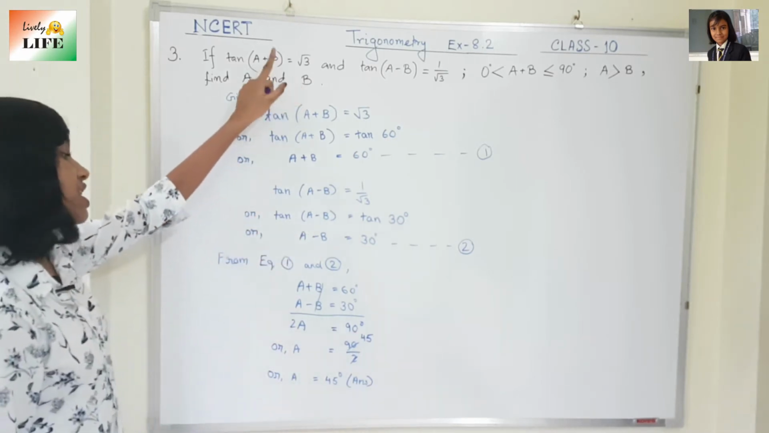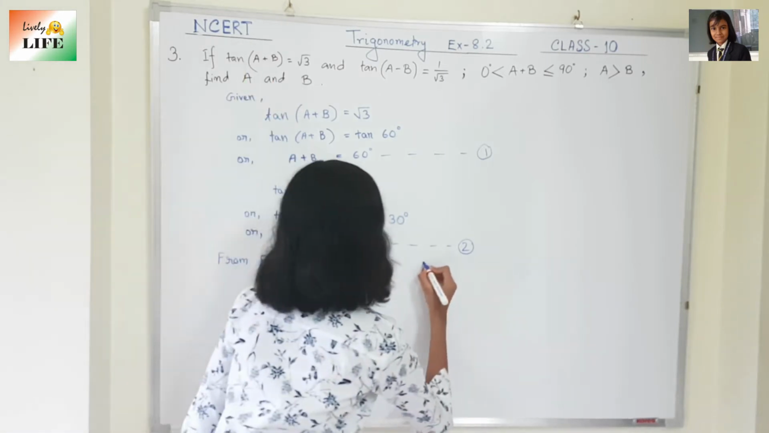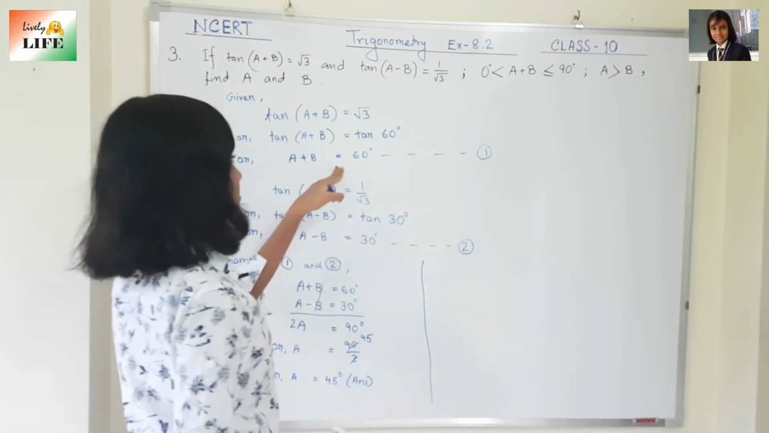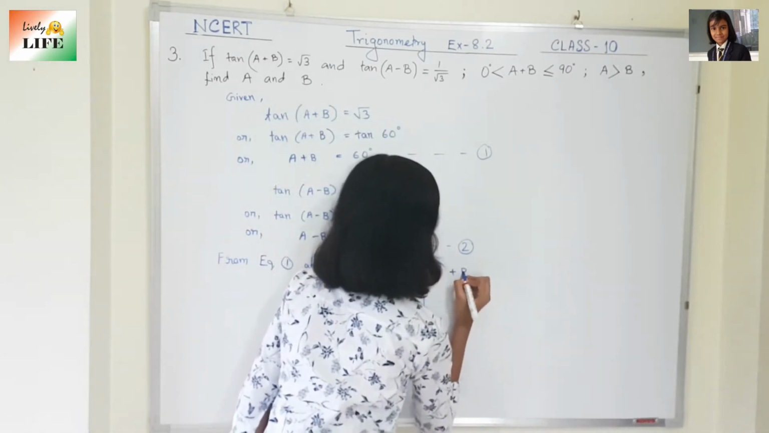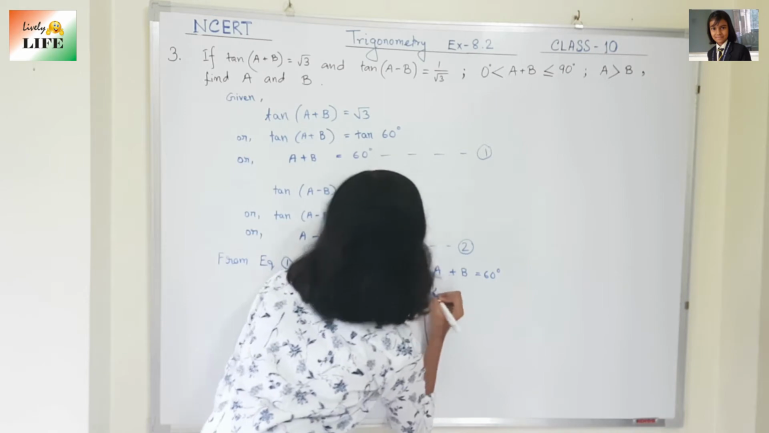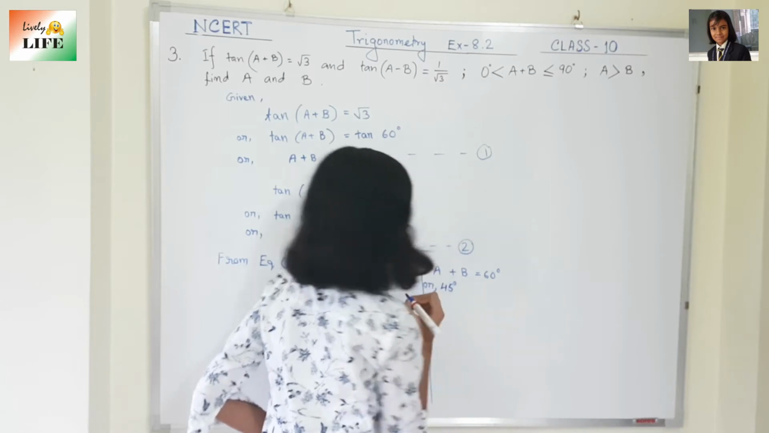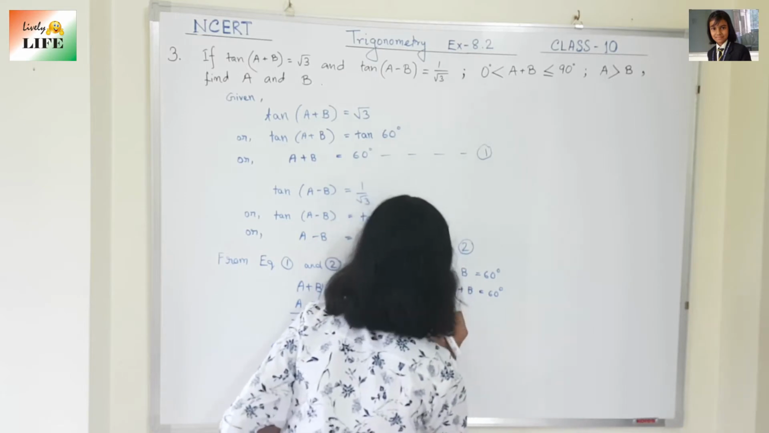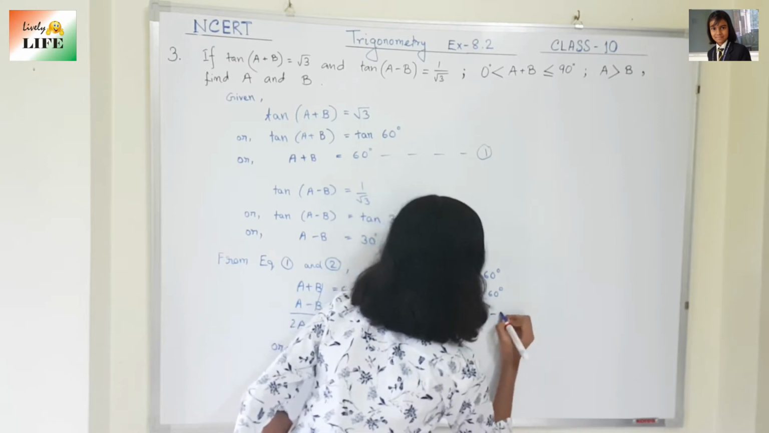Now we need to find the value of b, right? We have got that a is equal to 45 degree. Now let's find the value of b. Okay, now let's take this equation. A plus b is equal to 60 degree. What have we found? A is what? 45 degree. So we can write 45 degree plus b is equal to 60 degree, or b is equal to 60 degree minus 45 degree.